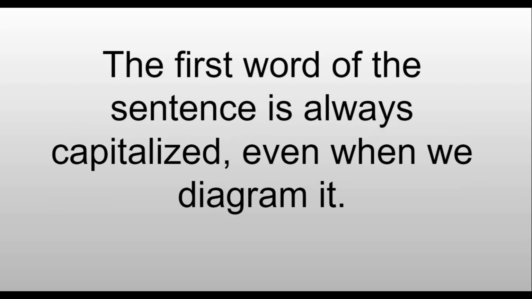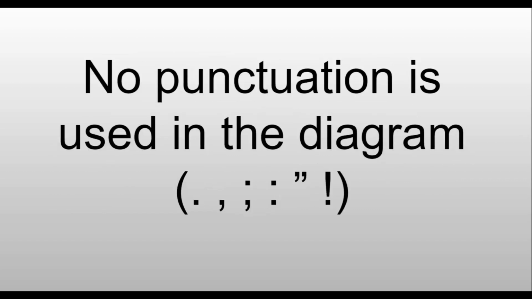Now the first word of the sentence is always capitalized, even when we diagram it, which we will see in a few minutes. But no punctuation is used in the diagram. Normally when you write sentences, you put punctuation at the end, you'll put a period, maybe in the middle you'll put a comma, question mark, or exclamation mark. We don't put any punctuation in the diagram.